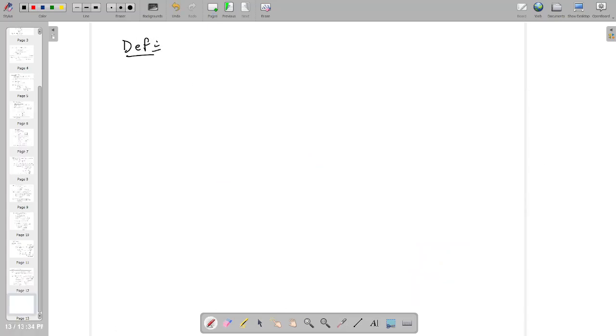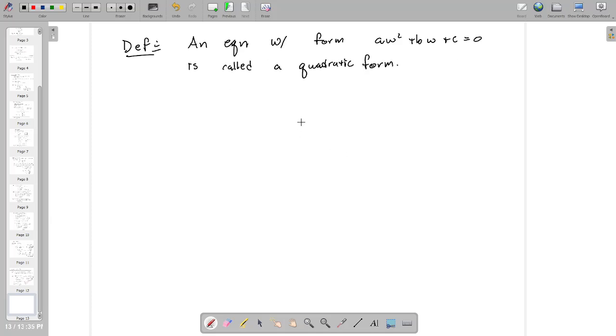Definition: an equation with form aw squared plus bw plus c equals 0 is called a quadratic form. Now, we don't necessarily have to have a w or an x for us to have a quadratic form. I like to use w as my substitution variable. And you'll see what I mean here.